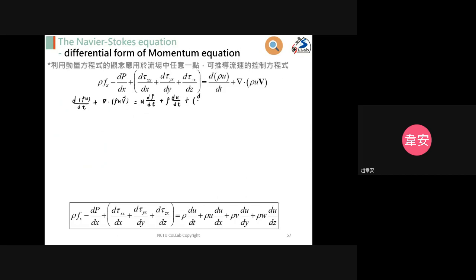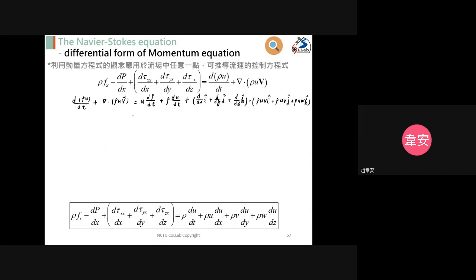There is a d/dx in the i direction, plus d/dy in the j direction, and plus d/dz in the k direction. And the right hand side is rho with the partial of u in the i direction, plus the partial of v in the j direction, plus the partial of w in the k direction.